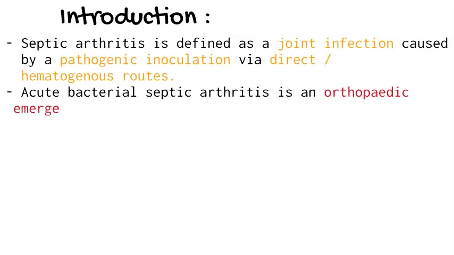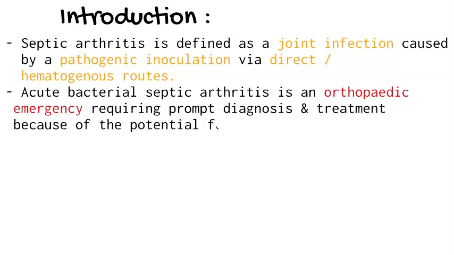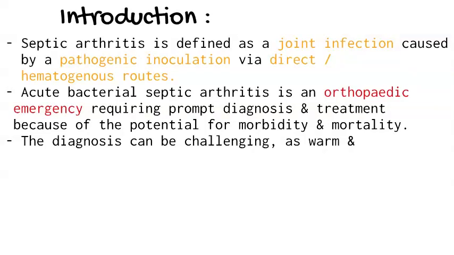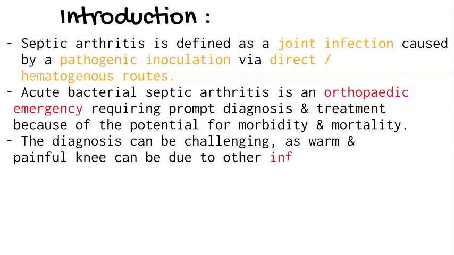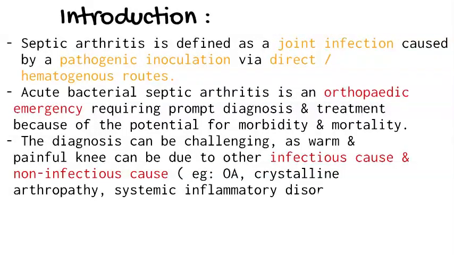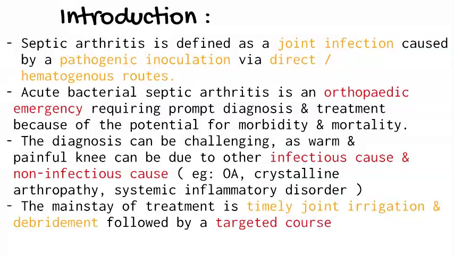Acute bacterial septic arthritis is an orthopedic emergency requiring prompt diagnosis and treatment because of the potential for morbidity and mortality. The diagnosis can be challenging, as a warm and painful knee can be due to other infectious causes and non-infectious causes, for example osteoarthritis, crystalline arthropathy, and systemic inflammatory disorders. The mainstay of treatment is timely joint irrigation and debridement followed by a targeted course of antibiotics.